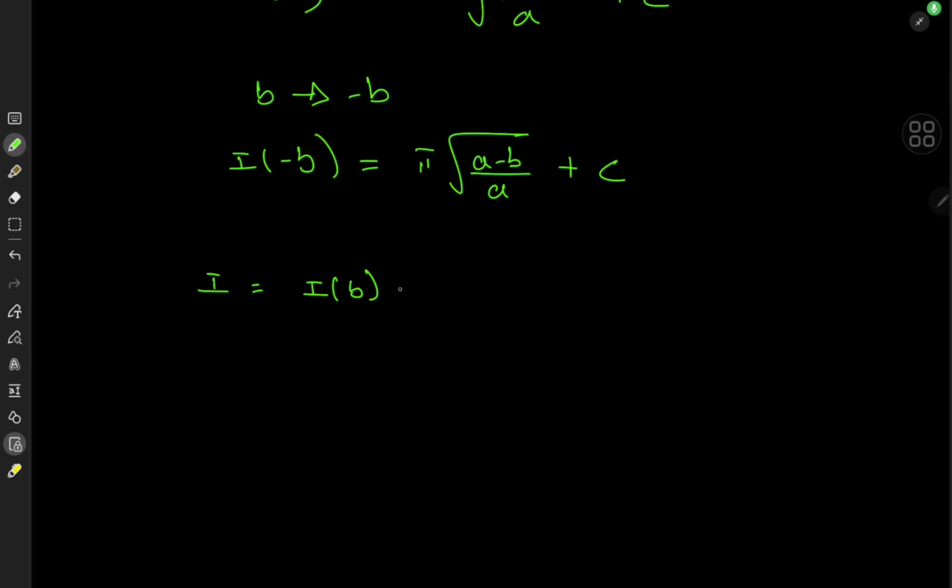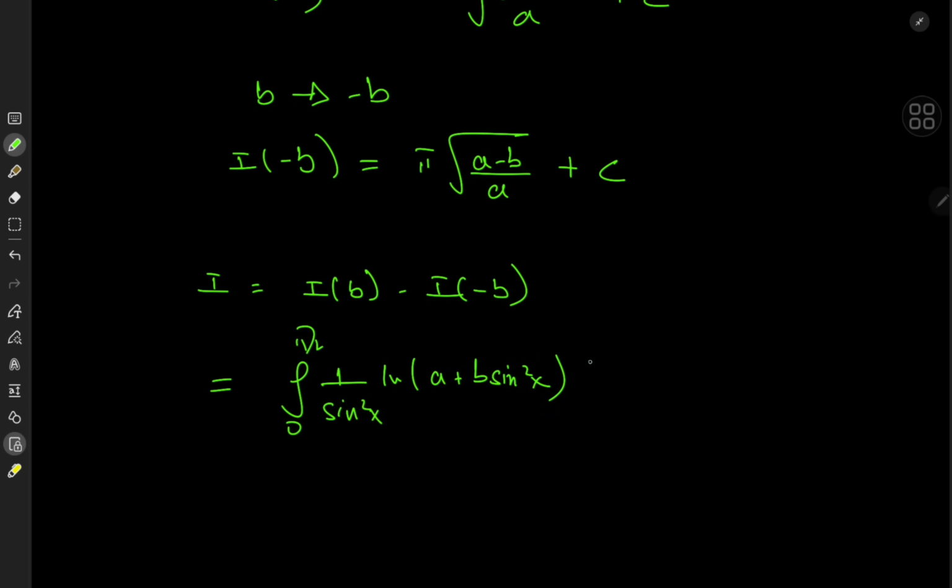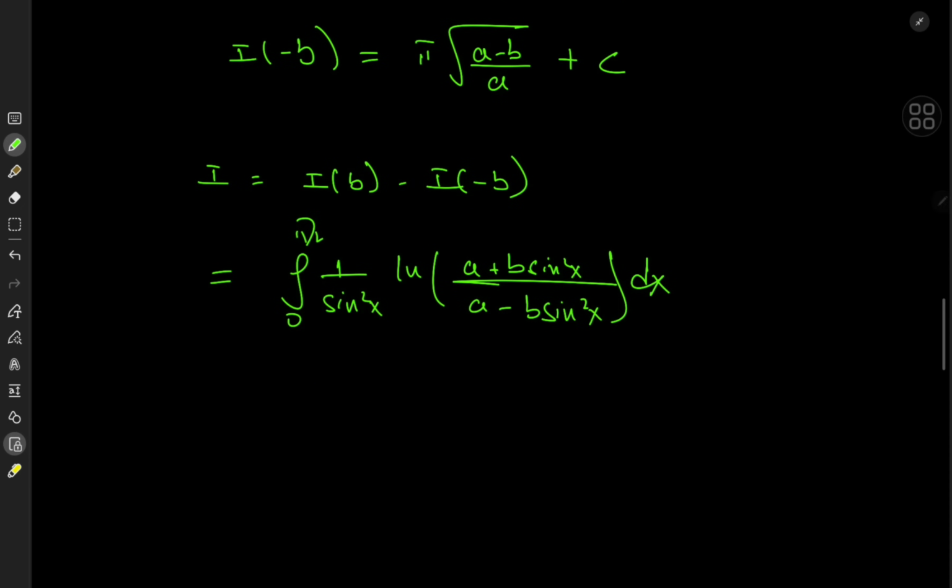target integral is I of b minus I of negative b, and of course I can expand on this a little bit. We have integral 0 to pi over 2, 1 over sine squared x, terribly sorry about that, once again, log of a plus b sine square x, minus, using the linearity of the integration operator, of course, 1 over sine square x times log of a minus b sine square x. So we can factor out the 1 over sine squared term, use log properties, and then there you have it. We have log a plus b sine square x over a minus b sine square x, terribly sorry about that, dx.